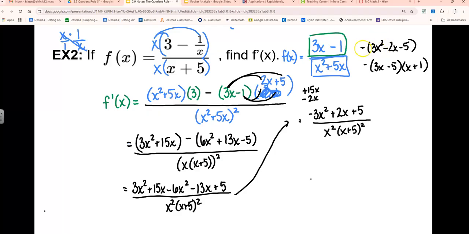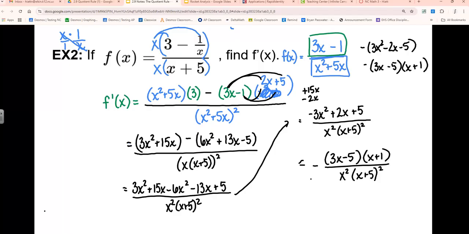You could factor out a negative, which would make this 3x squared minus 2x minus 5. And then you could do 3x minus 5 and x plus 1, because negative 5 and 1 will multiply to give you negative 5. Here you would get negative 5x. Here you would get positive 3x. That would give you negative 2. So it is possible that they might do this, 3x minus 5, x plus 1 over x squared times x plus 5 squared.